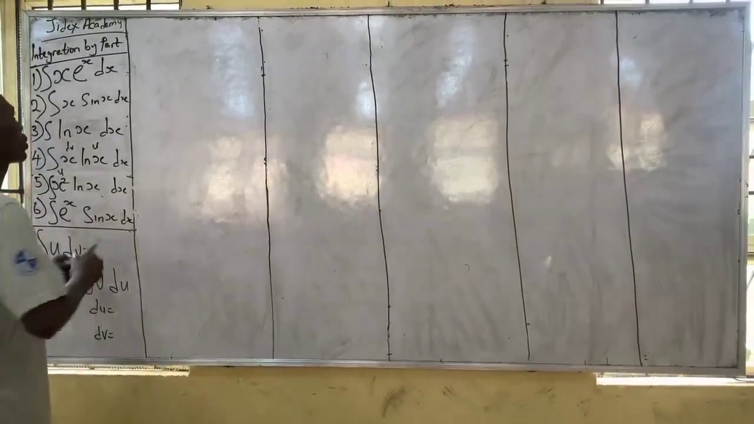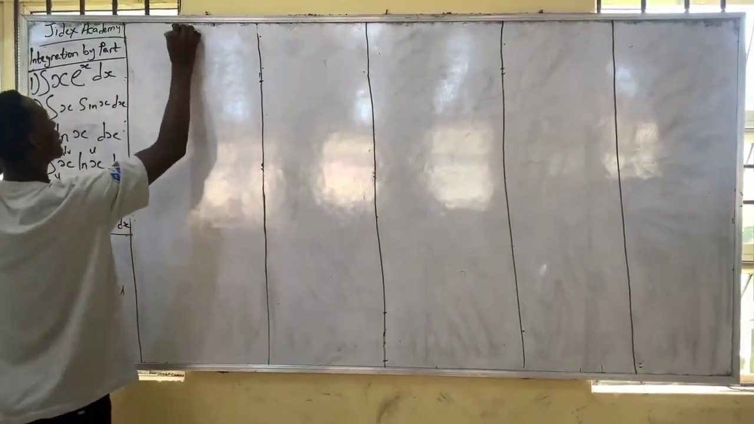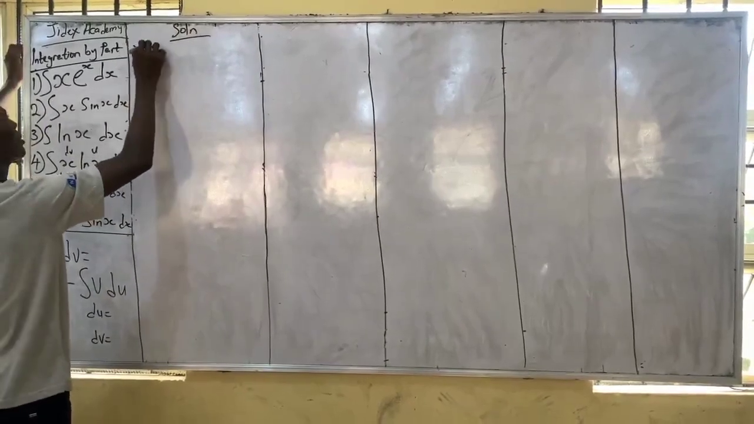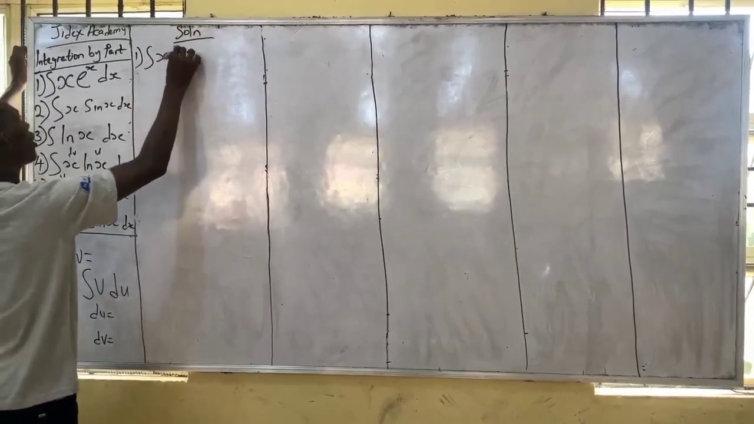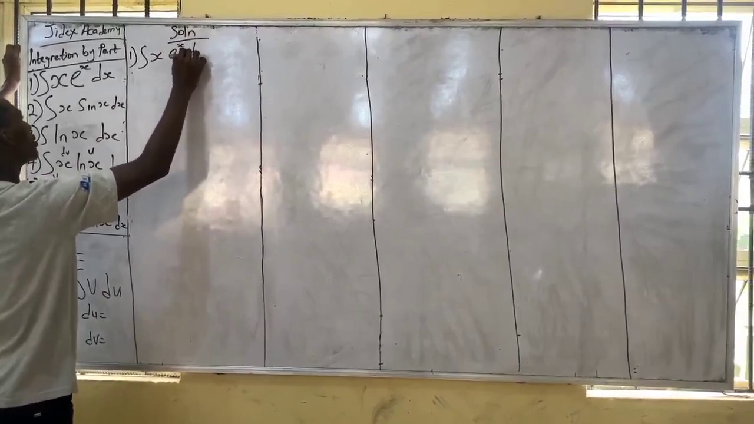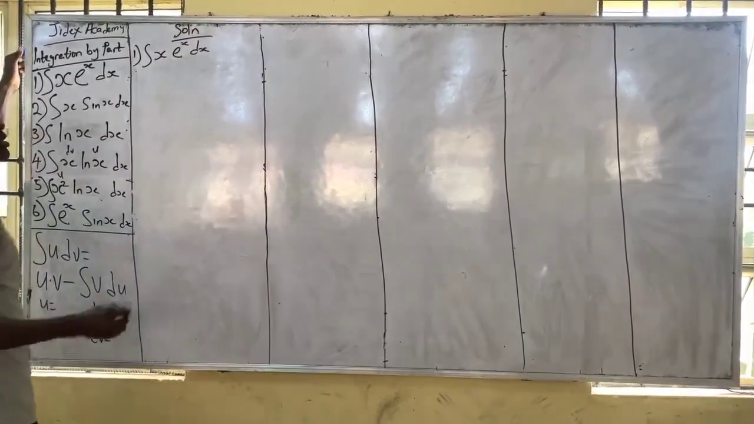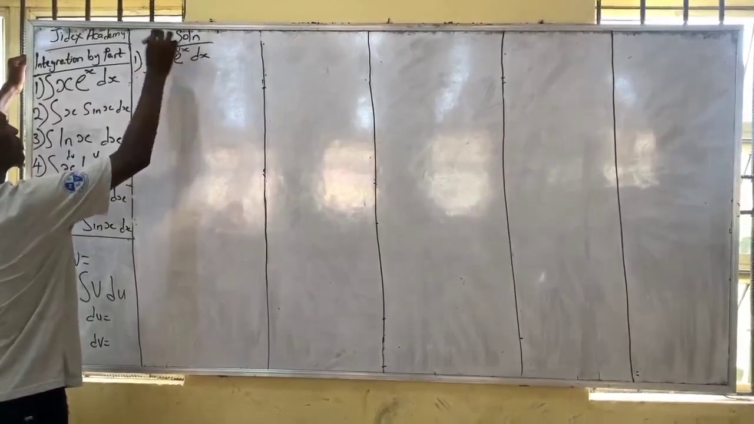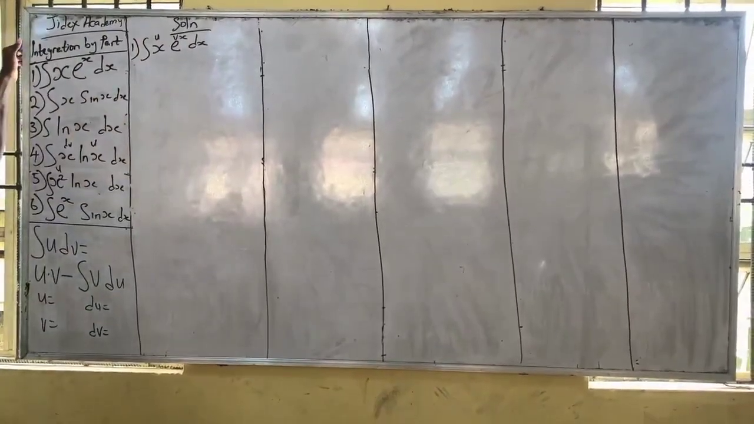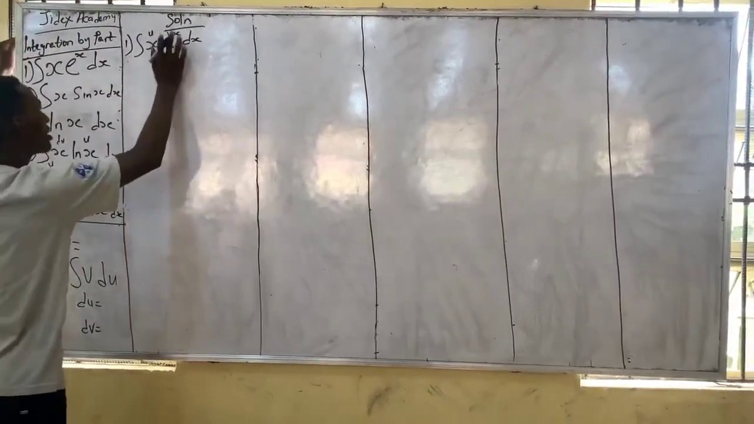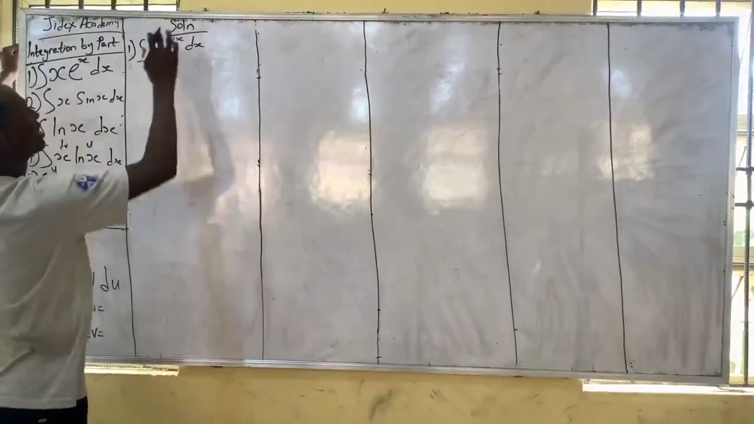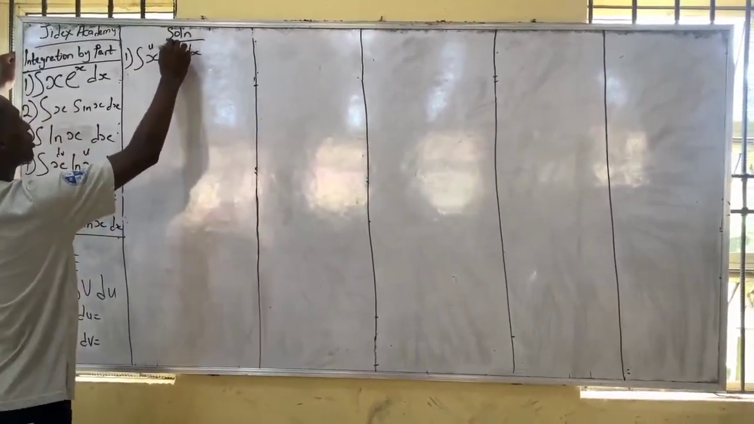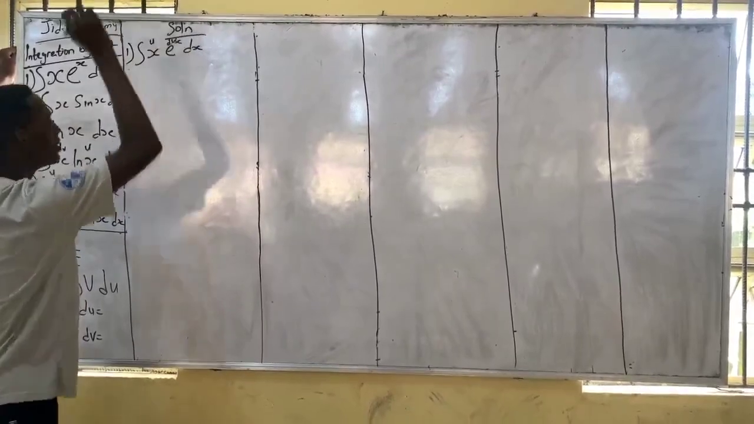Now, starting with the first question. Solution: we're going to integrate x times e to the power of x dx. Let's make this our u, and the whole of this here our dv. Are you with me? So this is our u, and this is our dv.